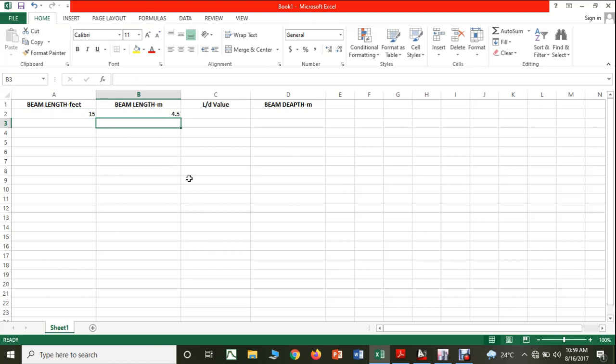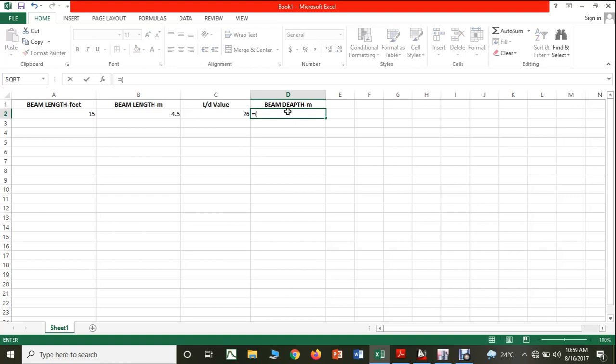in meters. I am taking this as a continuous beam, so for that, the L by D ratio: the beam length is 4.5, which is less than 10 meters, so I can directly take 26. So what will be the beam depth? L by D, that will be 4.5 multiplied by 1000 to convert it into mm, divided by this value.